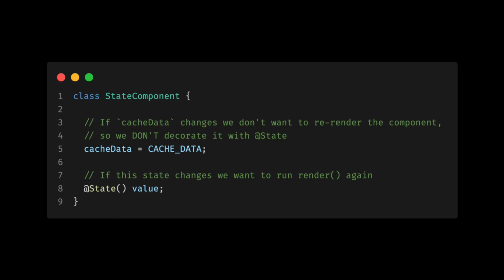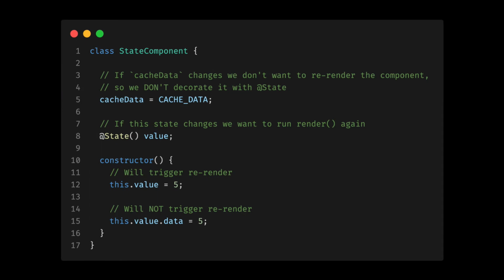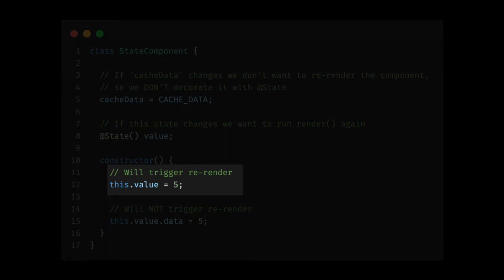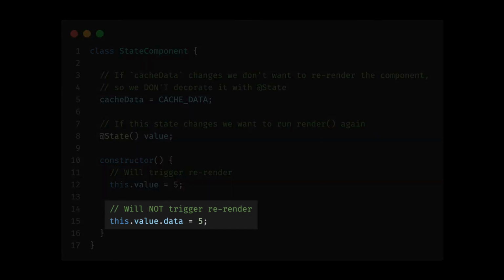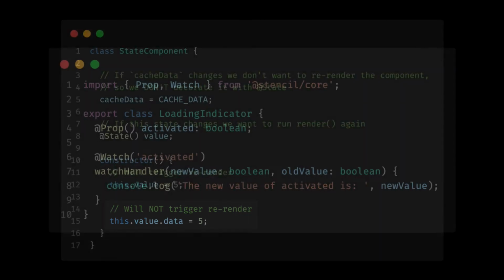If we know the property won't change or doesn't directly affect how the component renders, we don't need to use this decorator. Stencil compares property references for changes, and if it detects a change, it re-renders the component. This means array and object changes won't trigger this re-render.